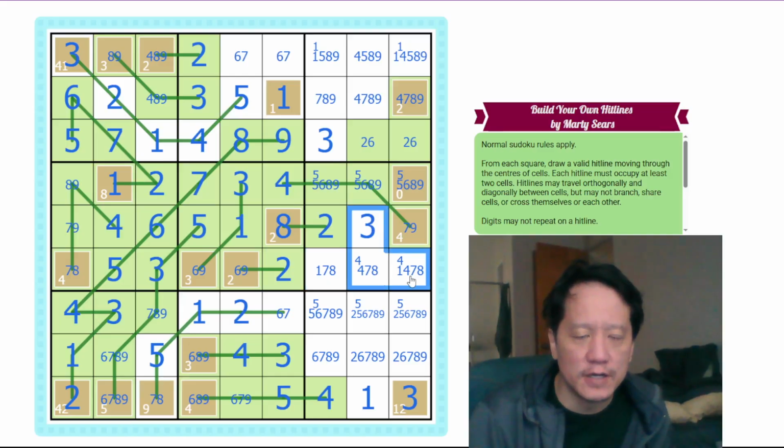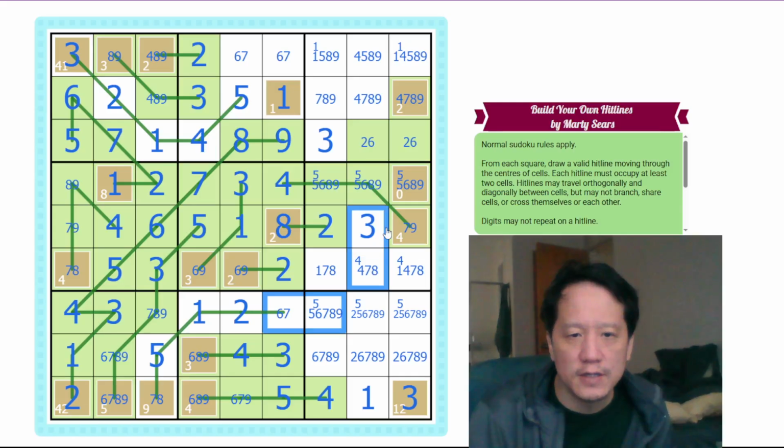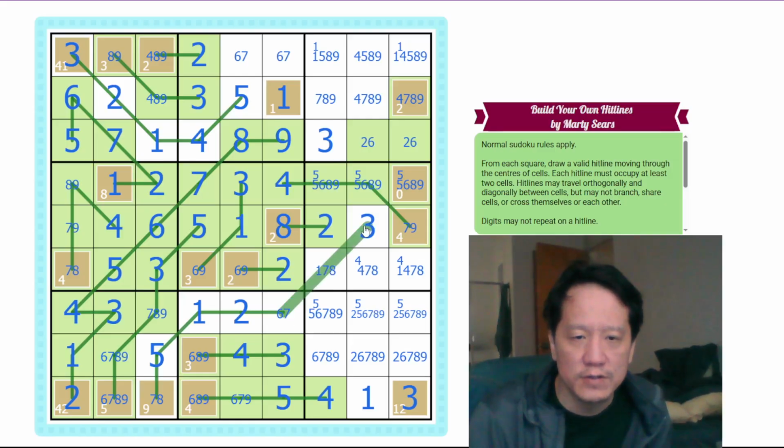None of these are 9. So it has to go to the 3 first, then to a 4, and then to a 9. Because it can't cross this hit line. If we try to go to the 3, it cannot access a 9 in either of these spots. So it has to specifically go this way. So it must go to here.